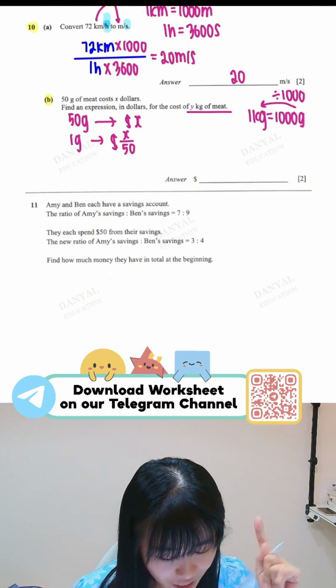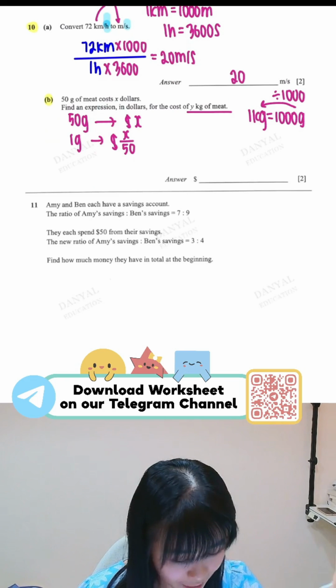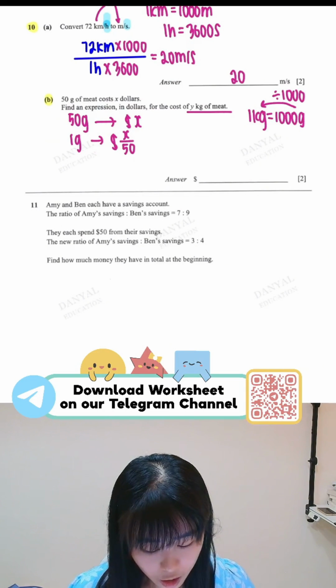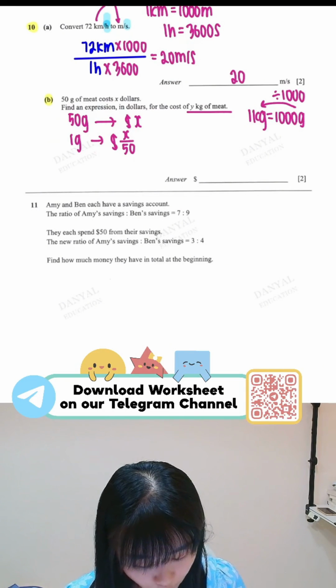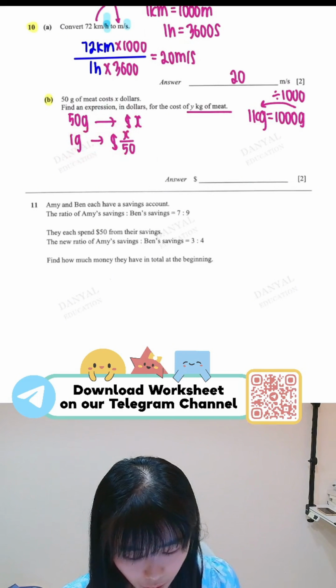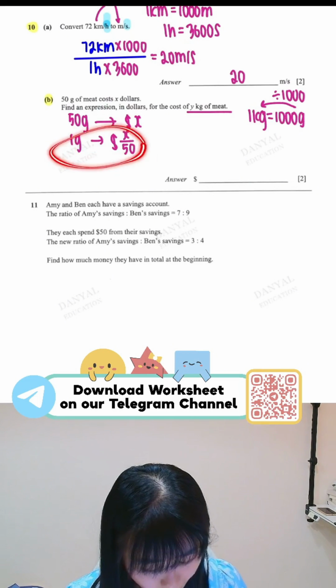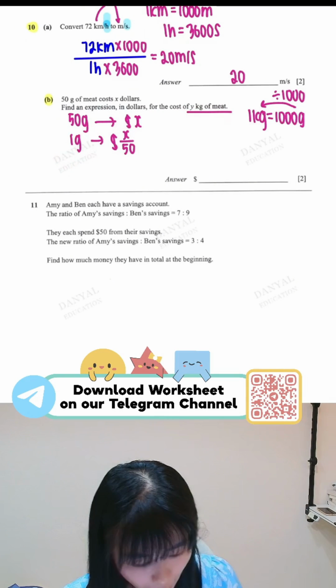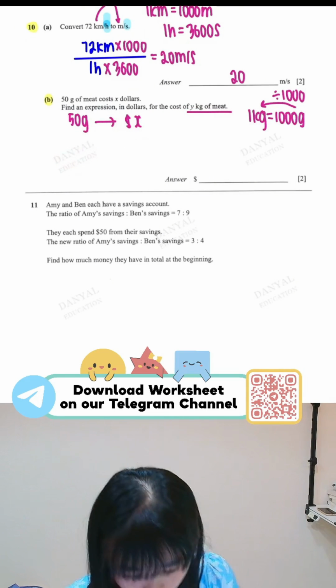So 50 gram of meat costs X dollar. Find the expression in dollars for the cost of Y kg of meat. So just now I put 50 gram is X dollars, 1 gram is this amount. This is one way of doing. But since later we are going to go to kg, I think I will do another way, easier.